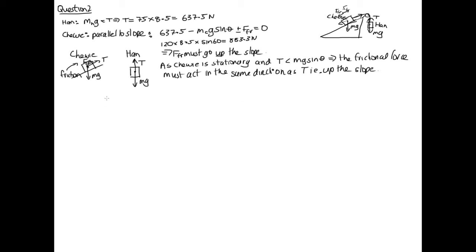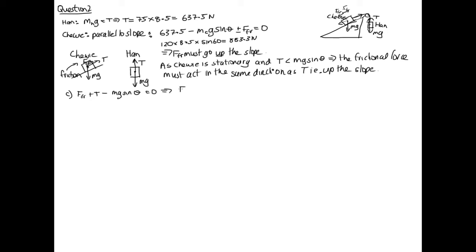Now C, calculate the magnitude of the static friction force between Chewie and the crater's slope. We know that he's not accelerating, so Newton's second law tells us that the sum of all the forces has to equal 0. So we've got the frictional force plus the tension force minus mg sine theta, taking all the components parallel to the slope, is equal to 0. We've worked out that T was 637.5 and mg sine theta was 883.3.